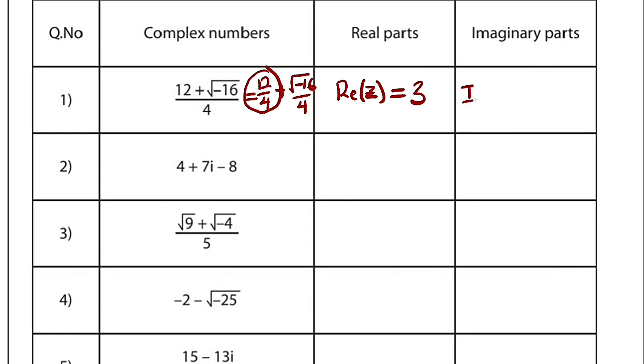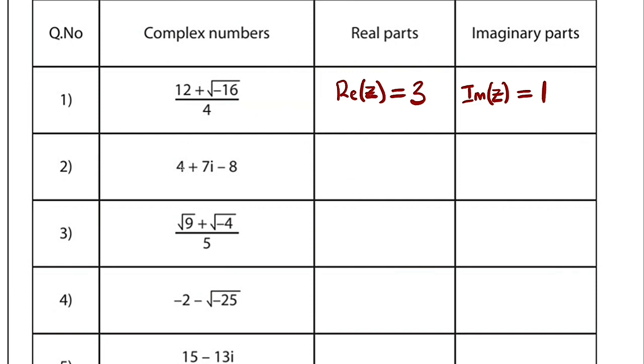But what about the imaginary part of this z? The imaginary part will be the square root of negative 16 divided by 4. Square root of negative 16, remember, is 4i, right? But 4i divided by 4, because we have 4 here, will give us i. But the imaginary part is just the coefficient of i. So the coefficient of i here is 1.